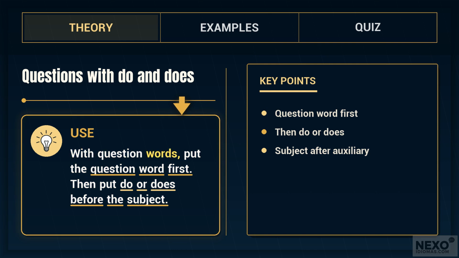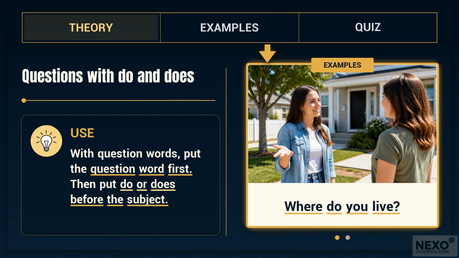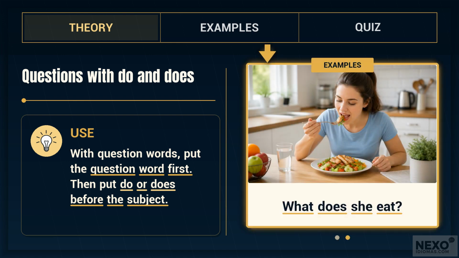With question words, put the question word first. Then put do or does before the subject. Example: where do you live? Example: what does she eat?